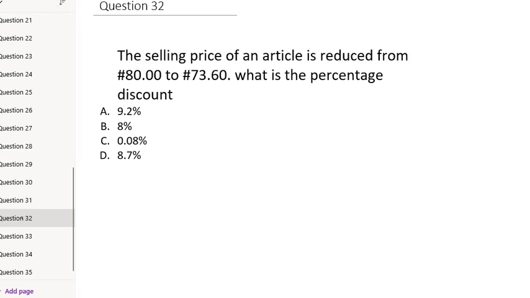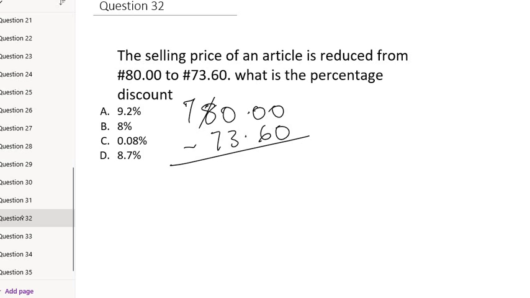Question 32. The selling price of an article is reduced from 80 naira to 73.60. What is the percentage discount? First thing we need to do is to find the discount. To get the discount, let's do 80.00 minus 73.60. Let's find out what was reduced or removed. Borrow 1, 10. Borrow 1, 9, 10 is 0. 10 minus 6, 4. 9 minus 3, 6. The discount is 6.40.